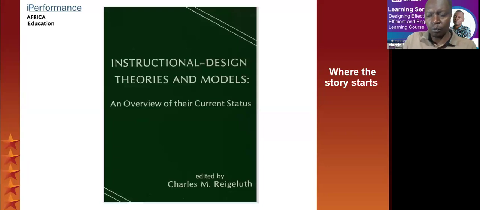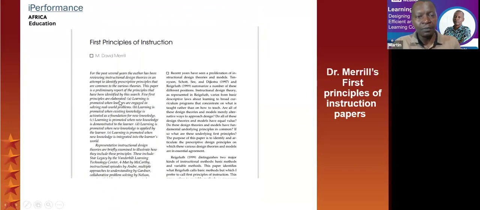And where the story starts is from this book. Some years back, this gentleman called Charles wrote this book, Instructional Design Theories and Models. And when he was a student of Dr. David Merrill, and when he presented the book to Dr. Merrill, Merrill told him, Charles, there's only one principle of instruction design. So Charles got angry and told him, no, why don't you go write a paper about it? And so Dr. Merrill wrote a paper about it, the first principles of instruction.